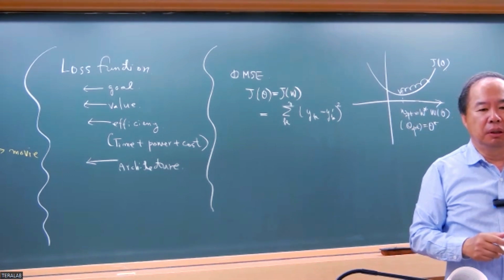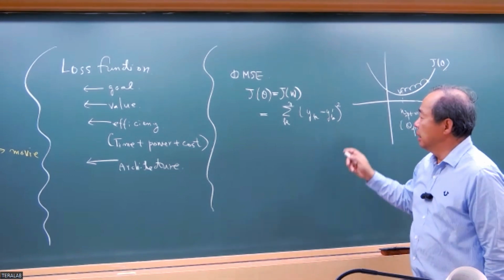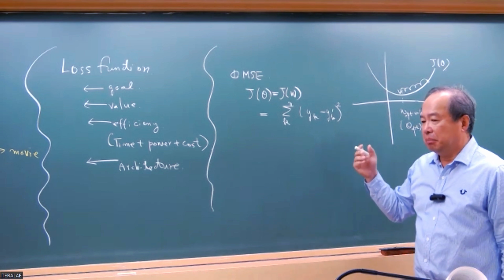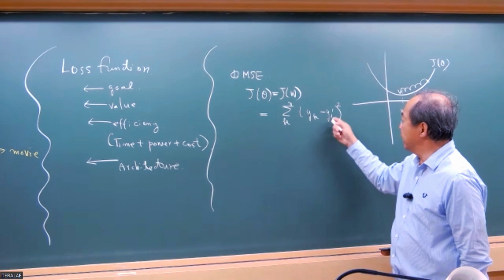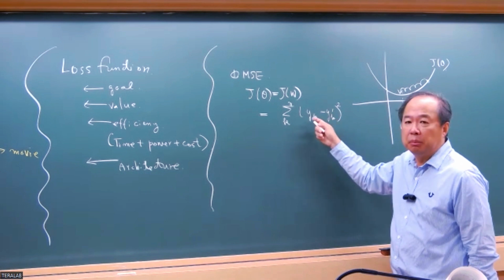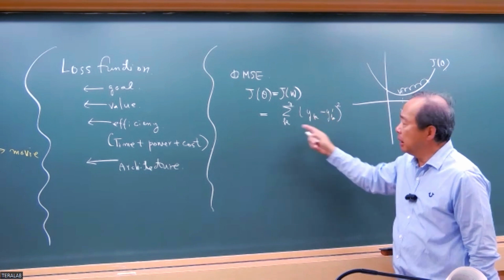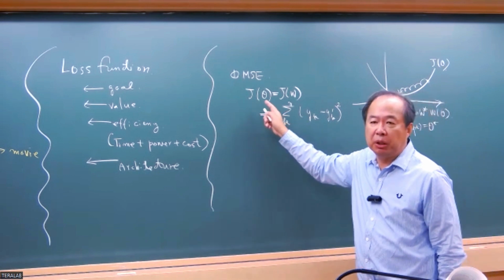Of course, simply speaking, mathematically it is very simple. If yk and yk dash are equal to each other, this value will become the minimum.